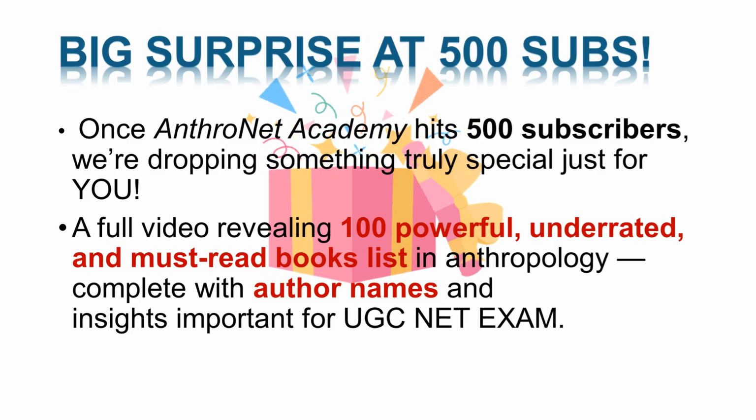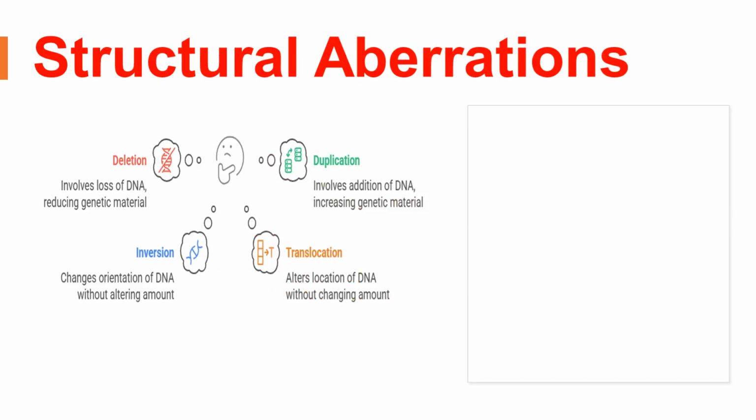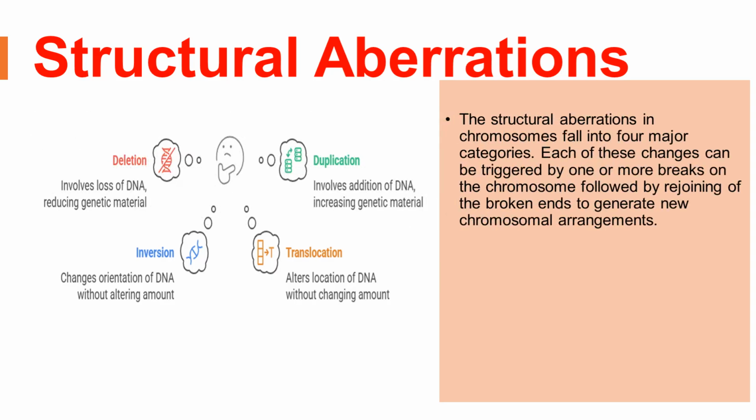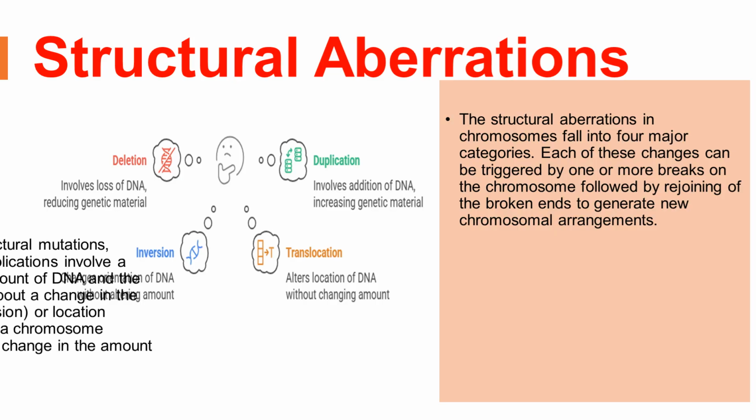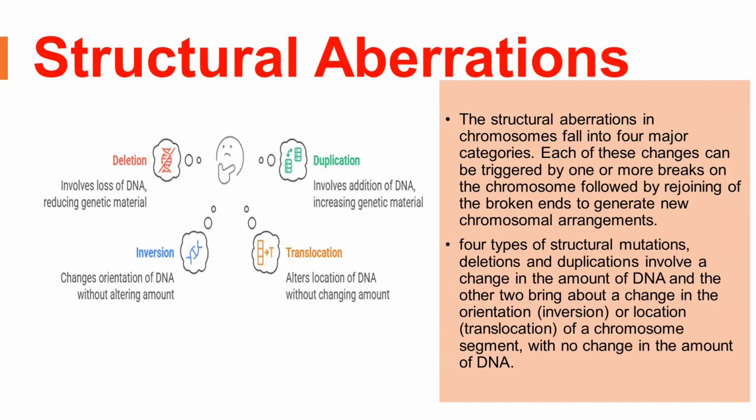Structural aberrations. The structural aberrations in chromosomes fall into 4 major categories. Each of these changes can be triggered by one or more breaks on the chromosome, followed by rejoining of the broken ends to generate new chromosomal arrangements. The four types of structural mutations: deletions and duplications involve a change in the amount of DNA, and the other two bring about a change in the orientation (inversion) or location (translocation) of a chromosome segment, with no change in the amount of DNA.